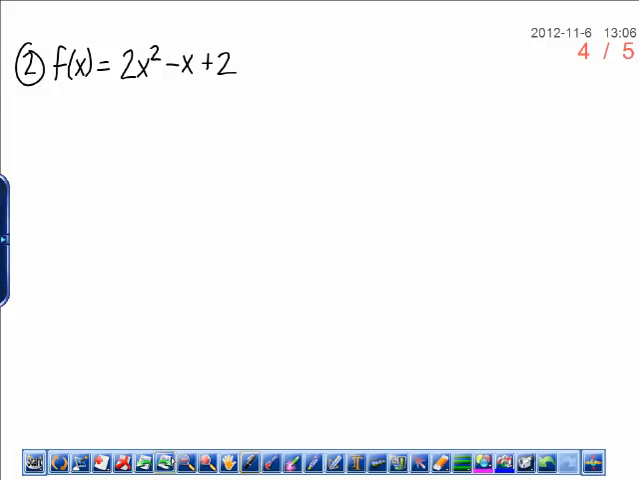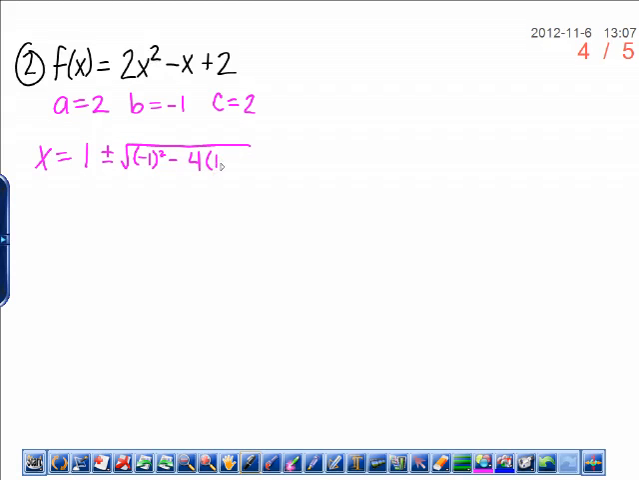All right, so let's identify A, B, and C. Let's go ahead and set up our quadratic formula. X equals negative B, which is 1. The opposite of negative 1 is 1, plus or minus the square root of B squared minus 4AC all over 2A.